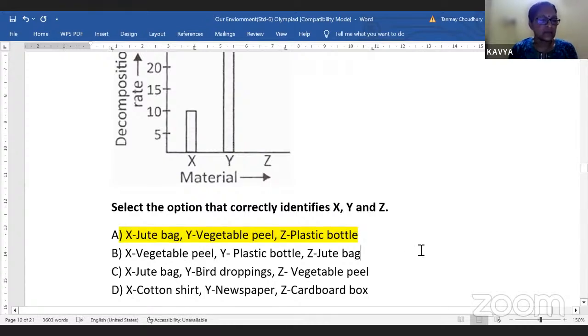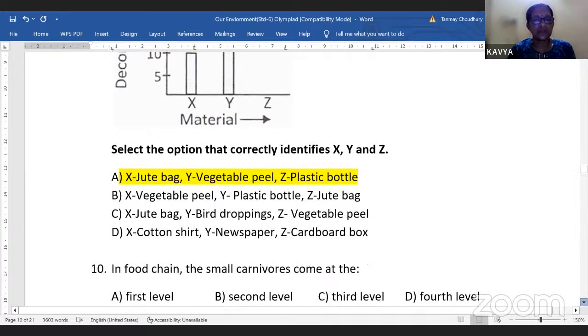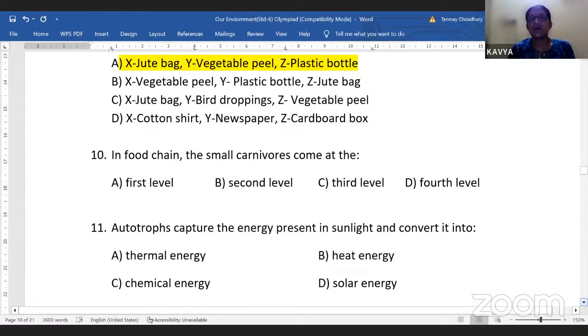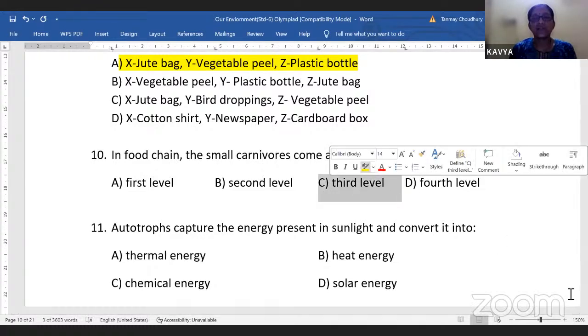Yes, A. Many of you have answered A. Okay, so I hope you've understood what are biodegradable and non-biodegradable. In a food chain, the small carnivores come at what level? In a food chain, the first level is the producers, that is the plants. The second level will be the herbivores, and the third level will be the carnivores. So here, carnivores will form the third level.